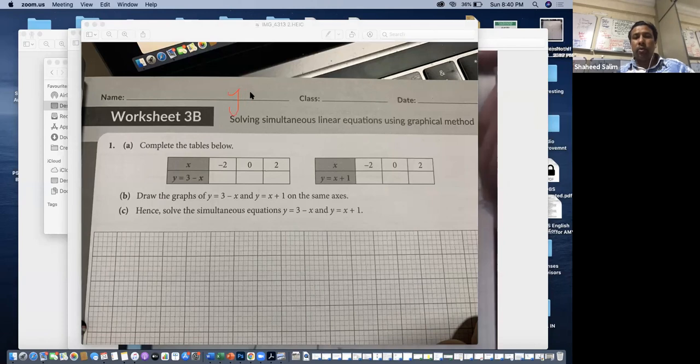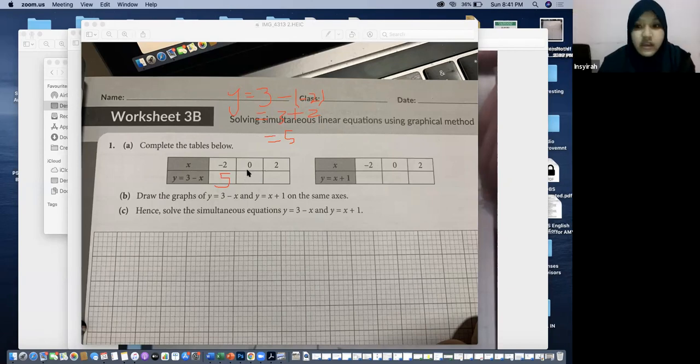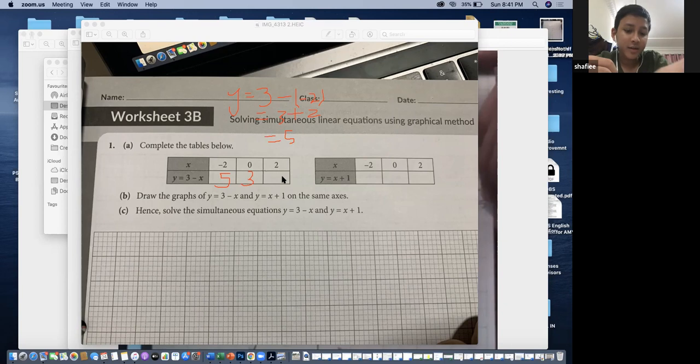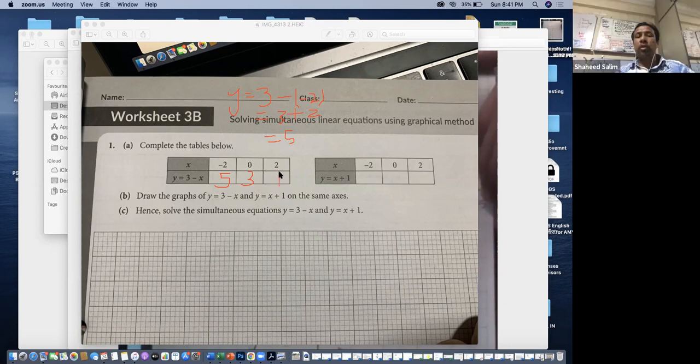So now down here, let's see. y equals 3 minus, then you put in the bracket what the value is. You see, they put -2 here. Put -2 here. Remember the rule, Ryan. Minus minus becomes plus. So now it becomes 5. Okay, so you check your other two. Inshira, what's your answer for 0? For y, when x is 0, how much? 3. Shafi, what's your answer for the last one? When x is 2? 1. Okay. So this one you can plot already.